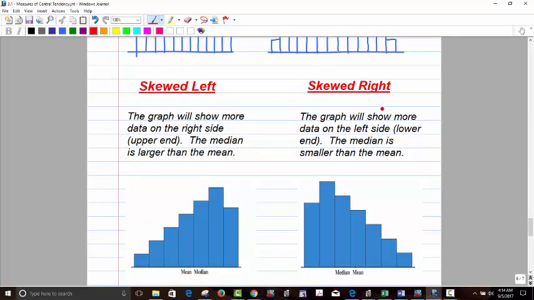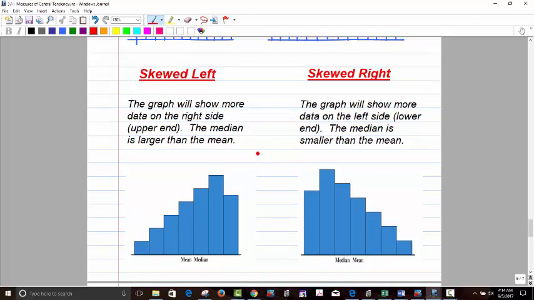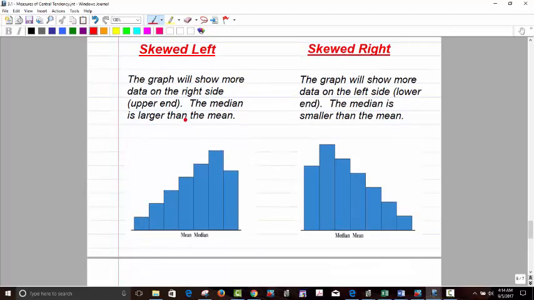Now we have two types of graphs that are called skewed. This might seem backwards logically to you. Skewed left means that graph will show more data on the right side, the upper end, than it will the lower end. And with this, the median would be a number that's larger than the mean. I know it probably seems backwards, but it's backwards for the other one also, because heavier to the right might make you think that would be skewed right, but it's just the opposite.